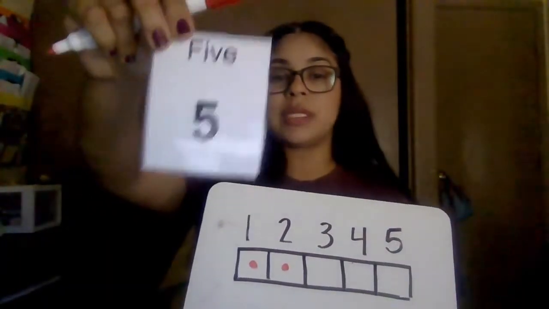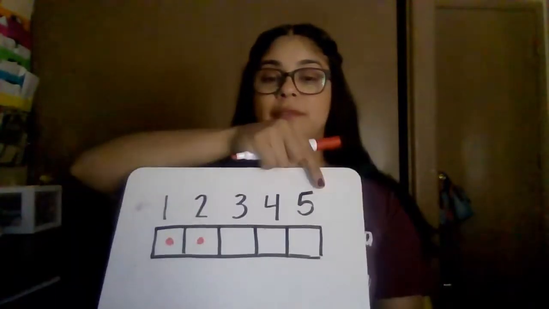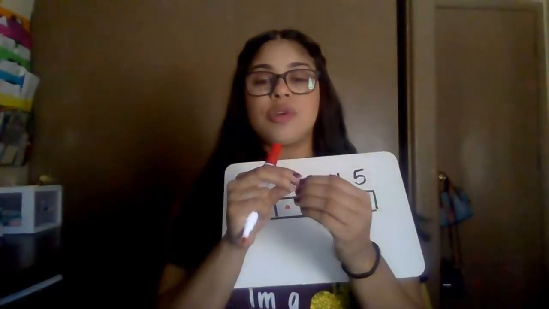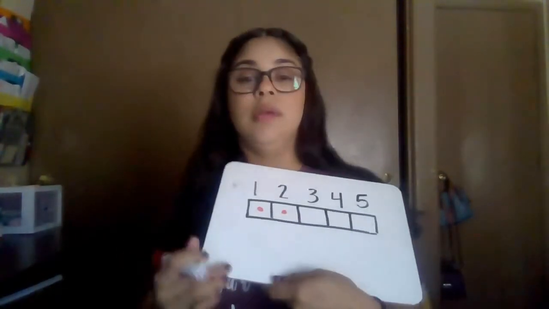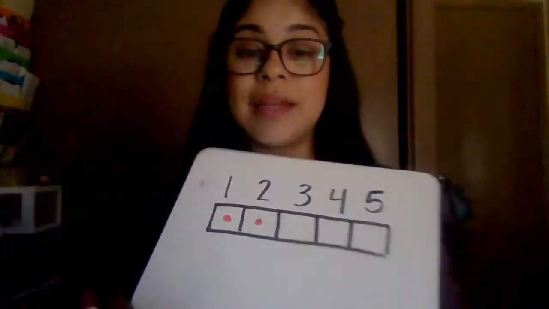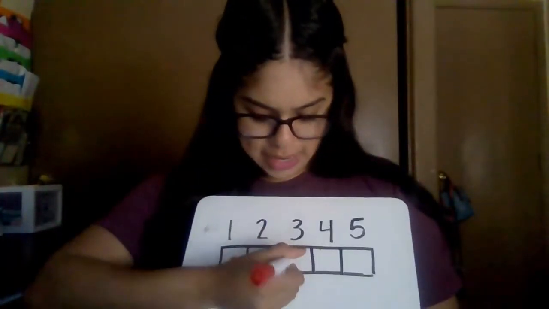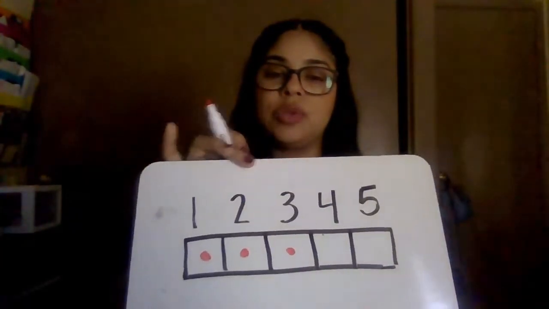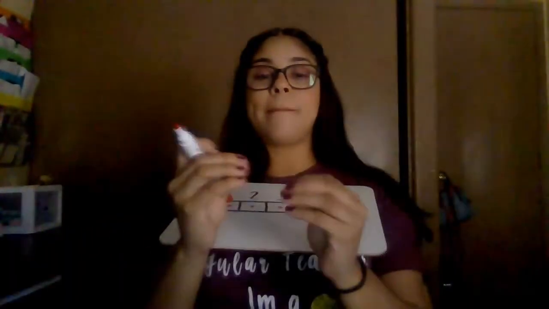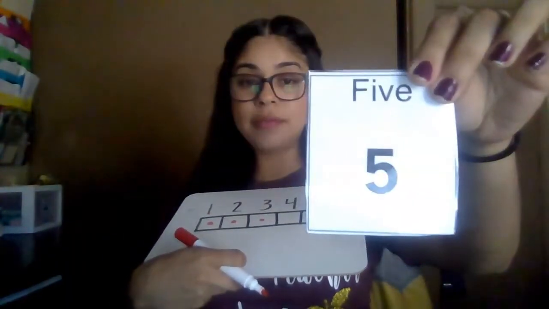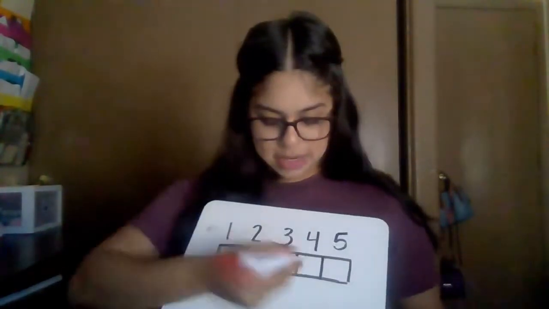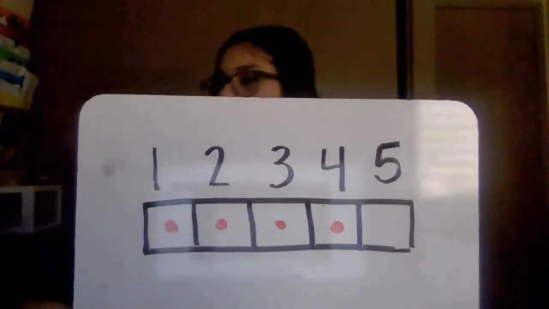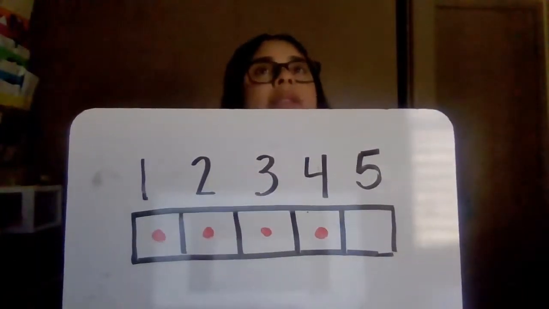Remember, we said we wanted to get to 5, and we determined that 5 is all the way over here. So do we need more circles, or do I need to stop? You guys are right. I need more. So I'm going to add another one under number 3. So right now we have 1, 2, 3. We need more because I'm trying to get to number five. So let's add another one. And now we're on number four. I want you guys to tell me, do I need more or do I need to stop?